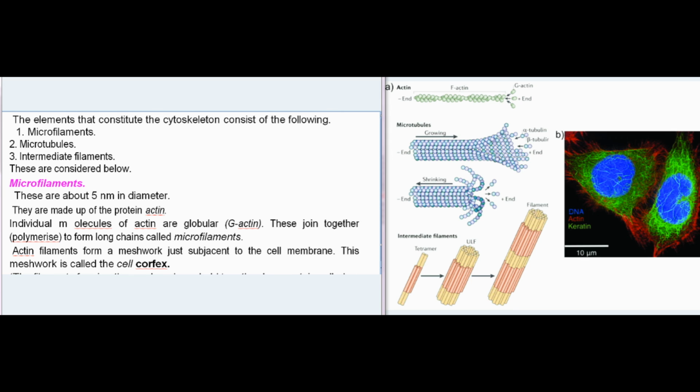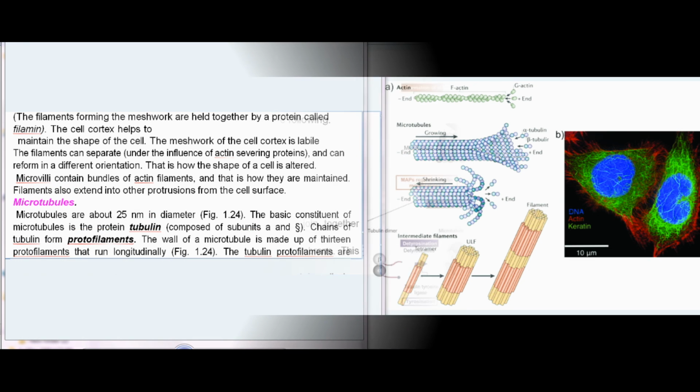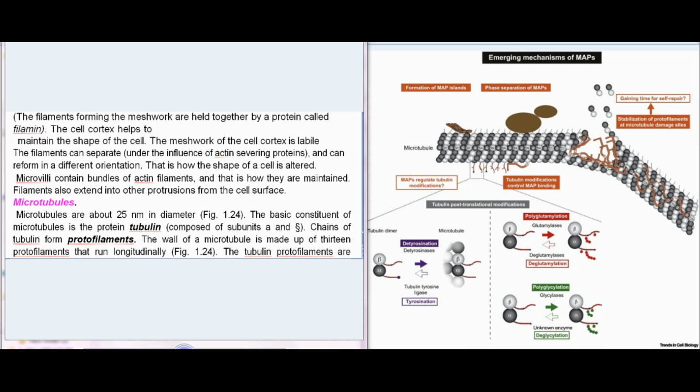These are about 5 nanometers in diameter. They are made up of the protein actin. Individual molecules of actin are globular, G-actin. These join together, polymerize, to form long chains called microfilaments. Actin filaments form a meshwork just subjacent to the cell membrane. This meshwork is called the cell cortex. The filaments forming the meshwork are held together by a protein called filamin. The cell cortex helps to maintain the shape of the cell.